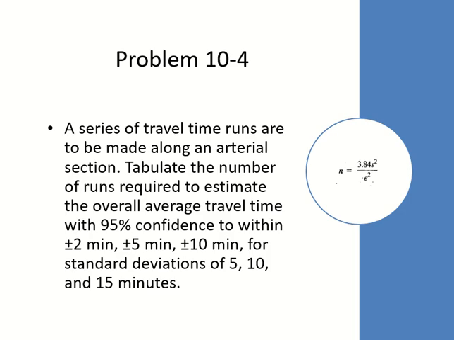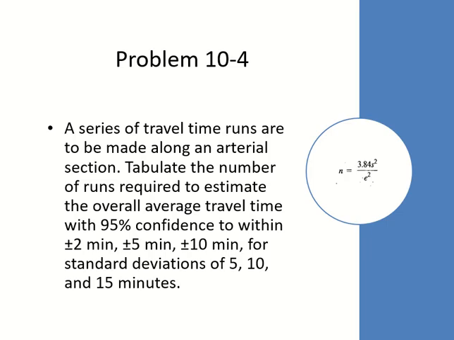Again something which we have done earlier for the case of spot speed studies, calculating the number of samples. Here they call it the number of runs, not the number of samples but the number of runs. So this is the equation which we are going to use. This equation is used with 95% confidence interval. I already showed you the derivation for that. And in this equation we need E and S.